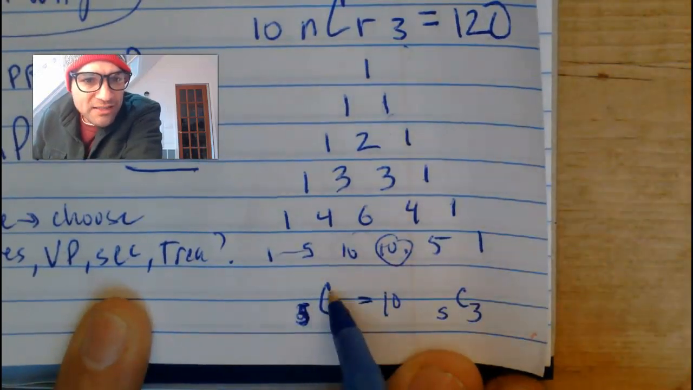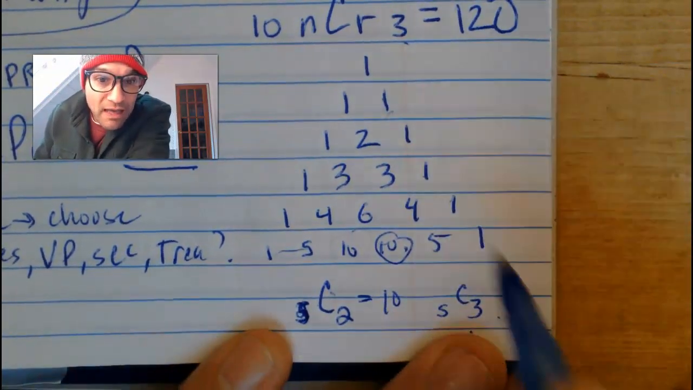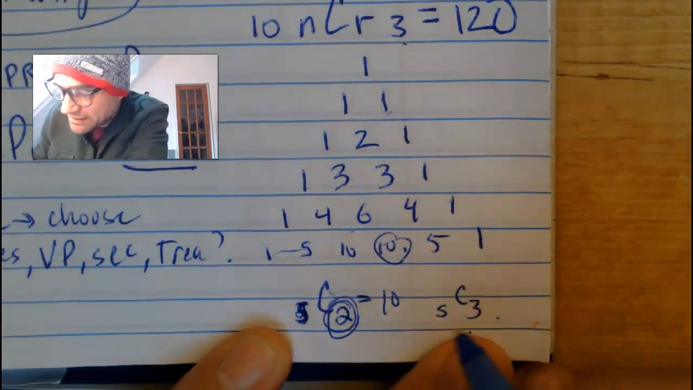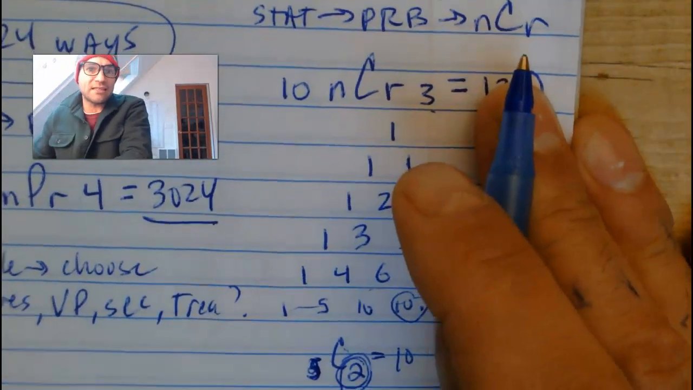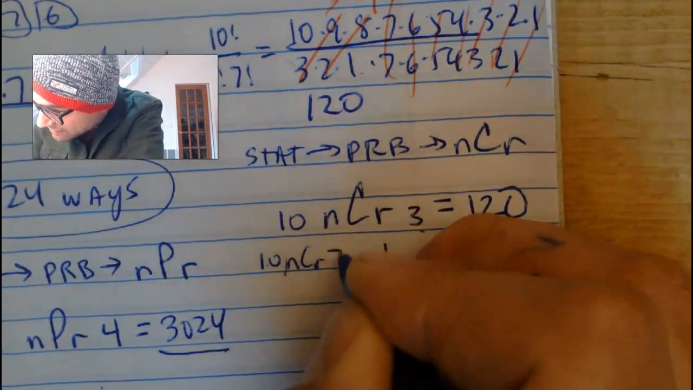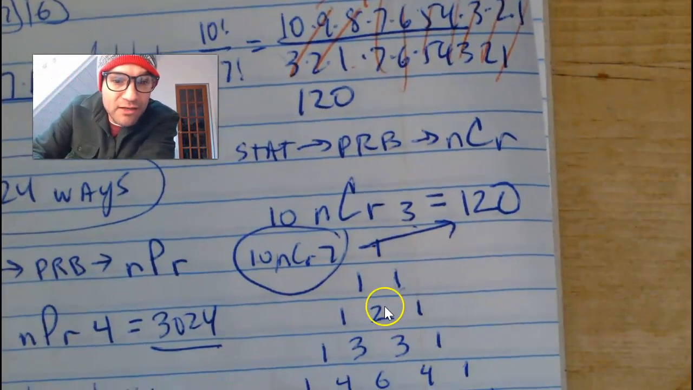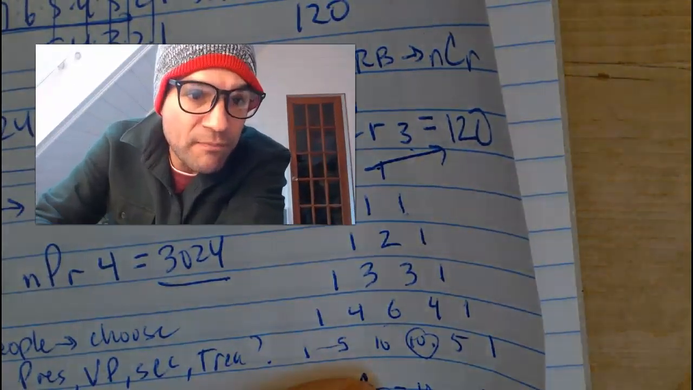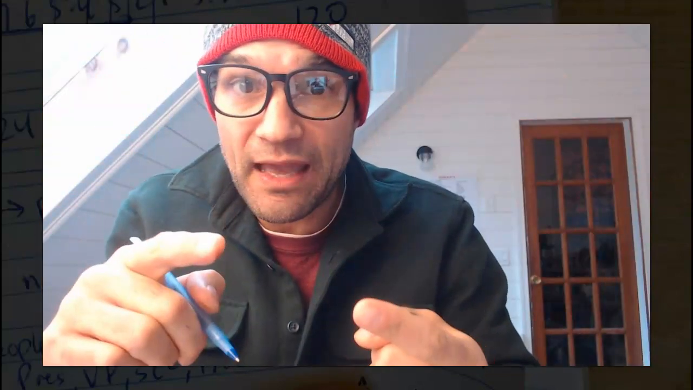But the question is, why is out of 5 choosing 2 the same thing as out of 5 choosing 3? Well, if I'm choosing 2 books to take with me, it's the same thing as choosing 3 books to not take with me. When I go back to this nCr, if I do 10 nCr 7, guess what it's going to give me? 120, because if you stop and think about it, it's not just the symmetry you see right here. There's symmetry in Pascal's triangle, but think about it. If I'm choosing 3 books to take with me on a trip, it's the same thing as choosing 7 books to not take with me.